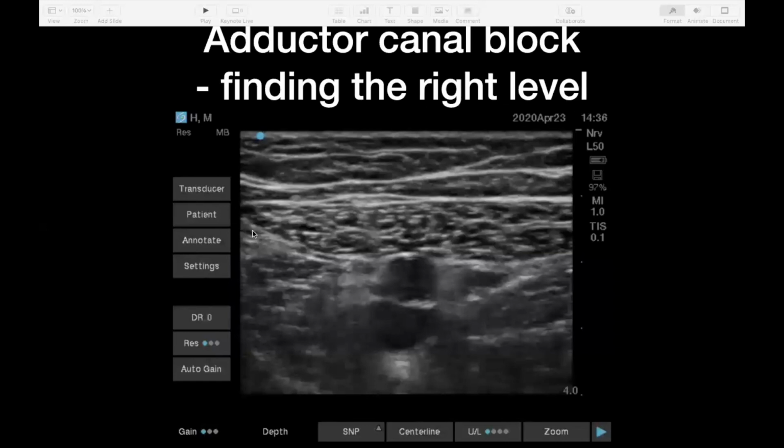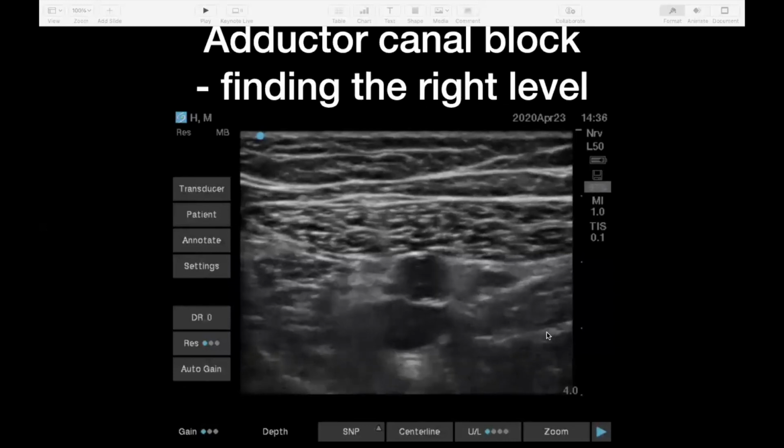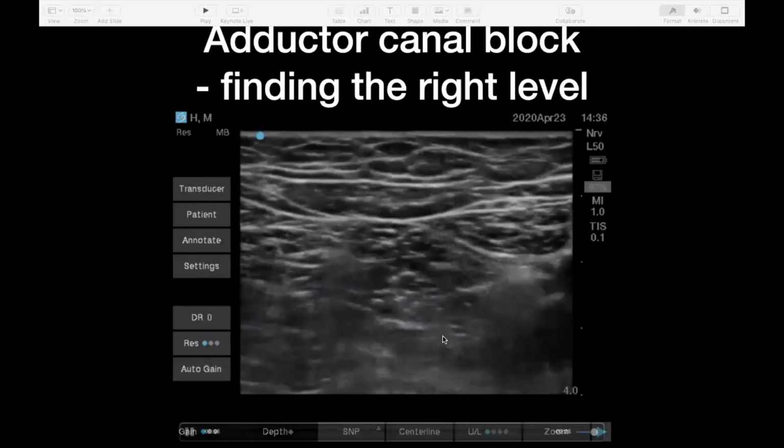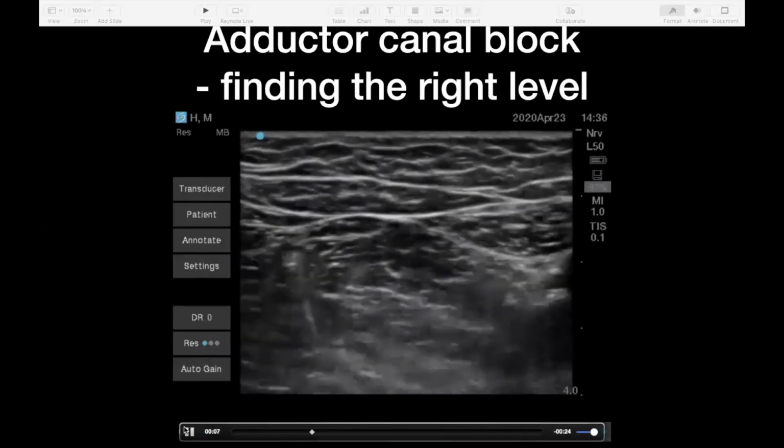So ideally, the apex of the femoral triangle or beginning of adductor canal is where the medial border of sartorius lines up with that division of the adductor muscles. So if we play this video, I'm basically scanning up and down the leg. I'll slide over medially just to focus over these muscles, scanning up and down the leg.